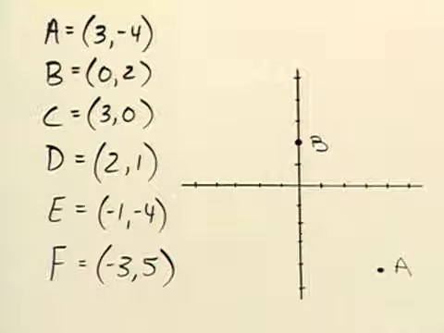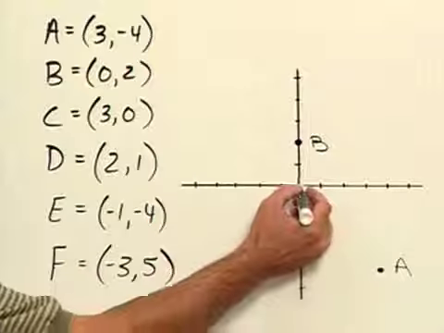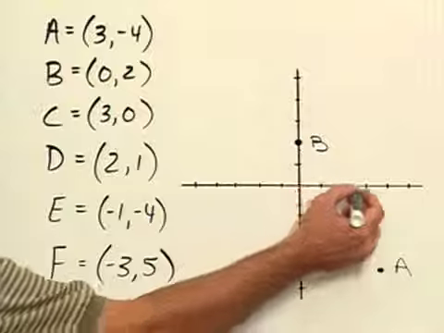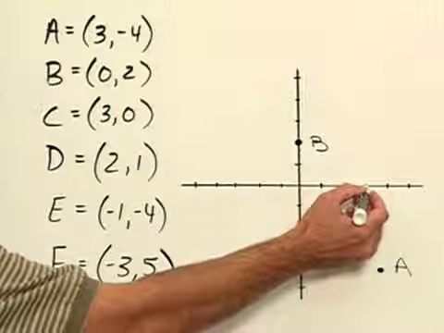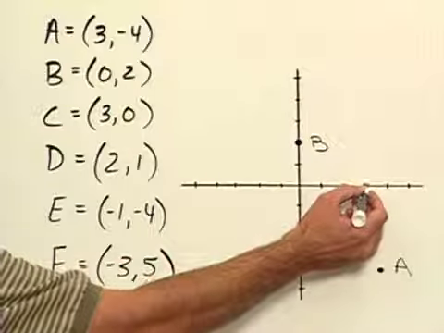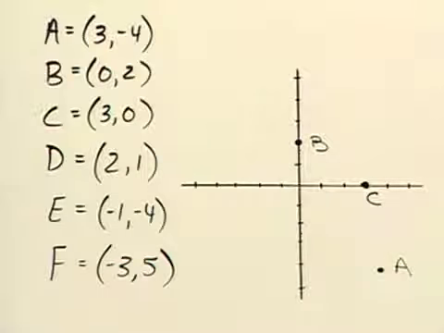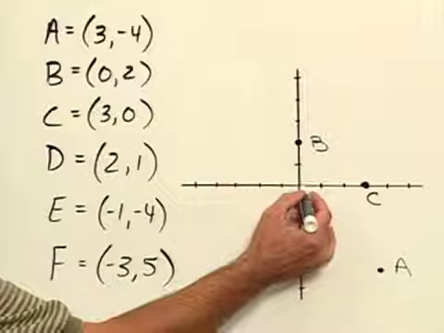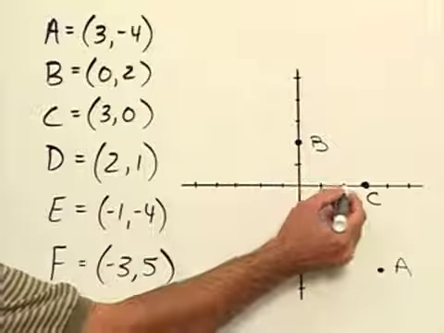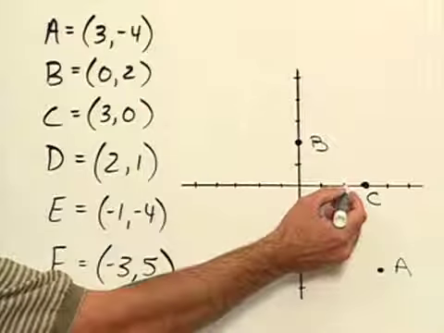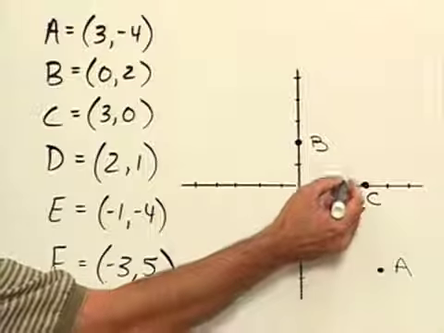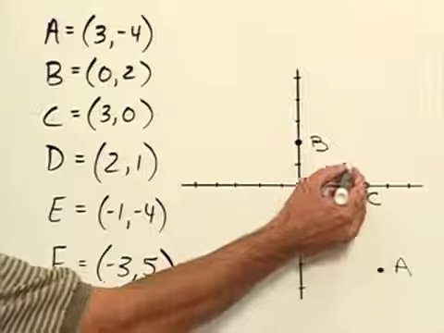On point C, we have an x-coordinate of 3, so from the origin, I'm going to move 3 to the right, and then I have a y-coordinate of 0, so I'm not going to move up or down, I'll just make my point, and that'll be point C. Point D has an x-coordinate of 2, so I'm going to move 2 to the right, and then it has a y-coordinate of 1, so I'll move 1 unit up, and that'll be my point D.